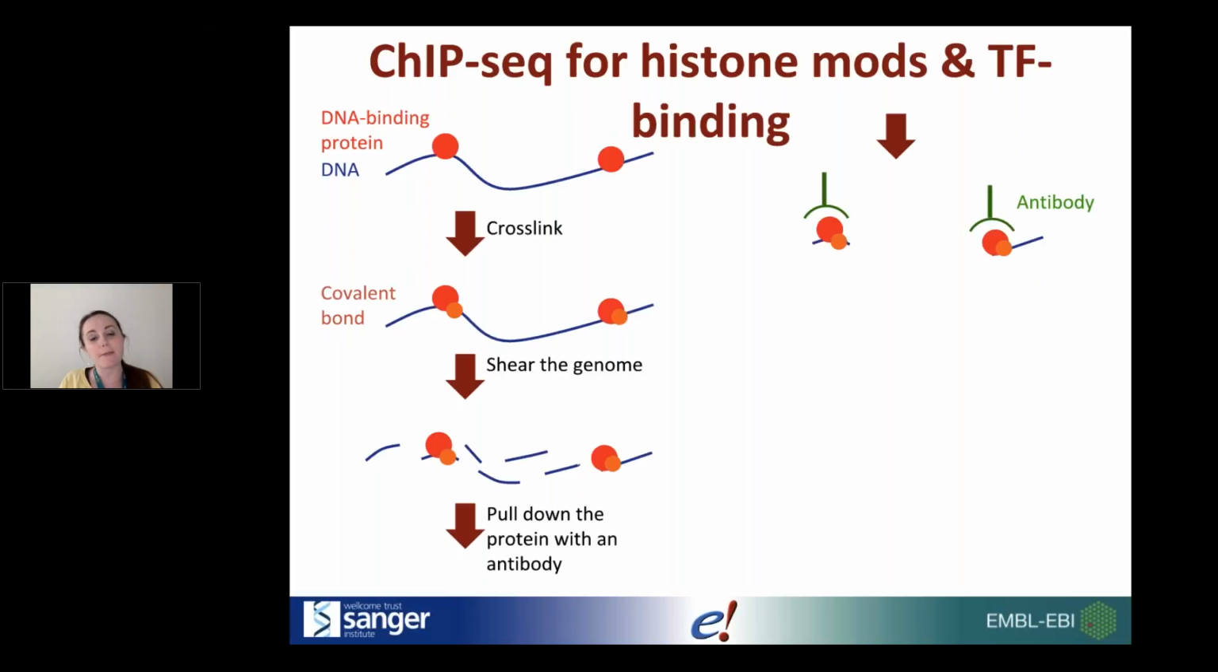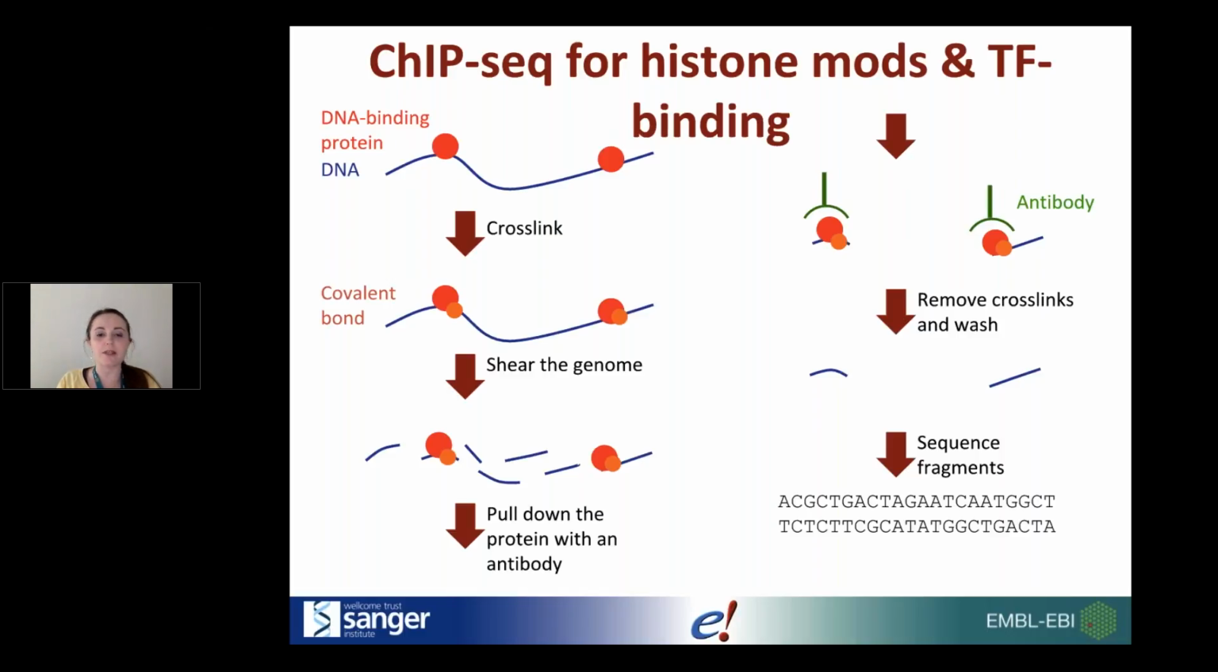You then use an antibody to your protein of interest. So this could be an antibody to your transcription factor, or it could be an antibody to the modification on your histone. And you pull out the protein that you're interested in, and of course, because it's covalently bound to the DNA, you get the DNA as well. You then remove the cross-links, wash, get rid of all the proteins, so all you're left with is the DNA. And you can then sequence these fragments and compare them to the reference, map them on, and you'll see everywhere in the genome that the transcription factor was bound or that the histone modification occurred.